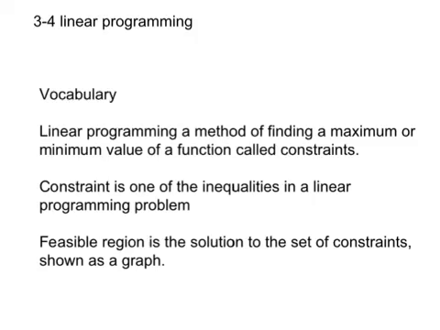Section 3.4, linear programming. Linear programming sounds really high level, but I actually think it's quite fun. We have 4 vocabulary words; the 4th one's going to show up in a few more slides, but first 3. Linear programming is a method of finding a maximum or minimum value of a function called constraints. A constraint is one of the inequalities in a linear programming problem. Feasible region is the solution to the set of constraints shown as a graph.